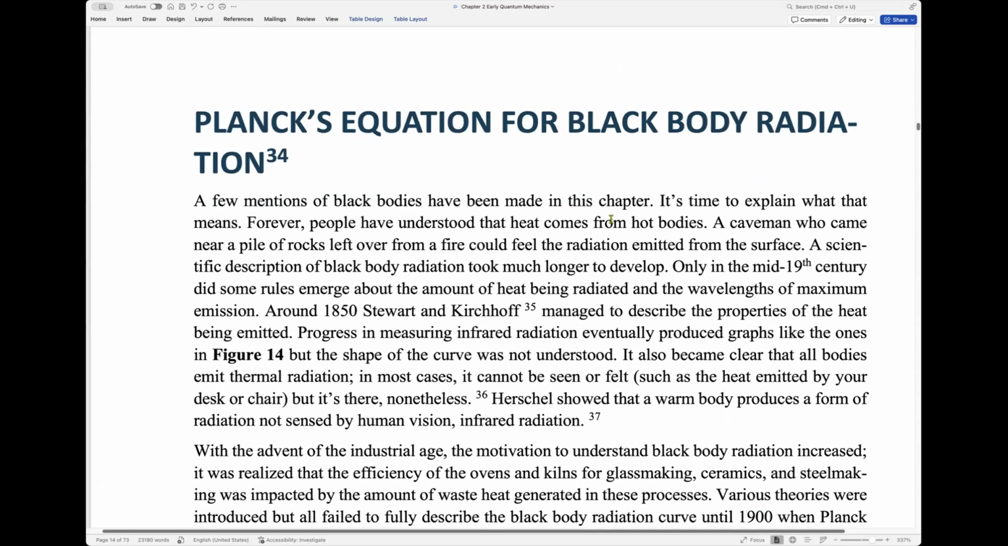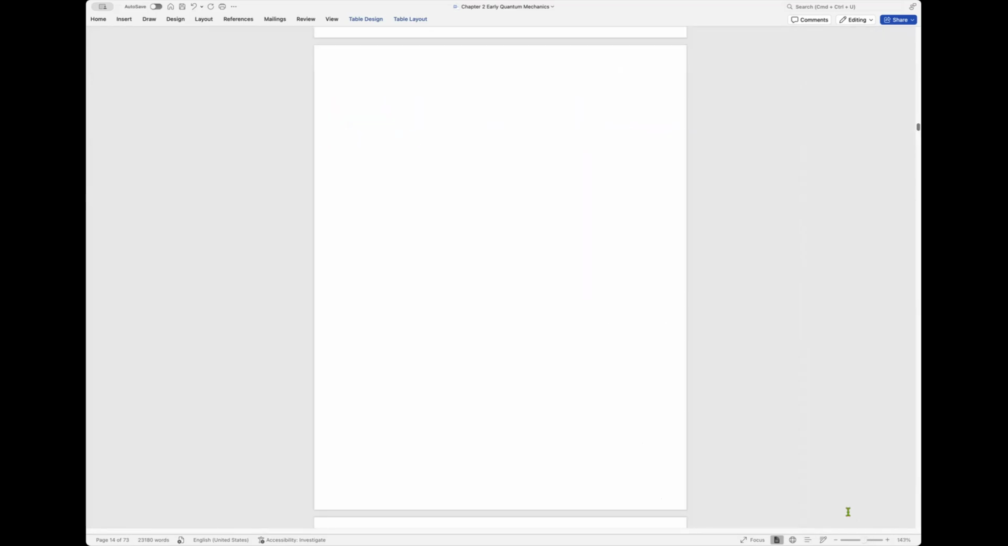So let's talk a bit about... Let me reduce this a little bit so I can see two pages.